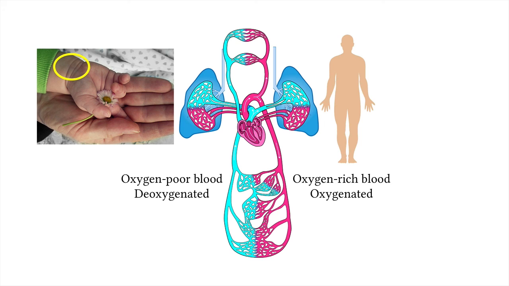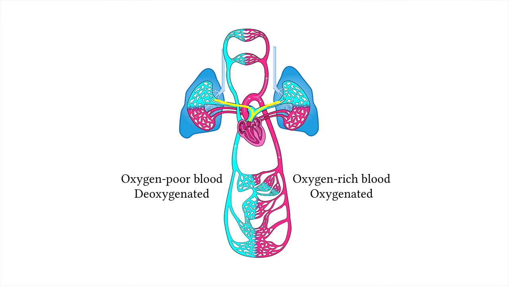Now, notice in the diagram that the right side of the heart sends deoxygenated blood out to the lungs. That's because that side of the heart receives the blood that comes back from the body tissues, with the exception of the lungs. It then pumps that deoxygenated blood to the lungs.